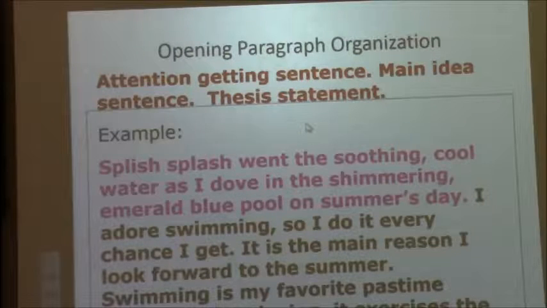Okay, so the last part of the introduction would be the thesis statement, okay? But before I get to that, I want to show an example of another attention getter and how it's set up. Splish splash with the soothing cool water as I dove in the shimmering emerald blue pool on a summer's day, should I say. I adore swimming, so I do it every chance I get. It is the main reason I look forward to the summer. Swimming is my favorite pastime because it is relaxing, it exercises the body, and it is challenging.